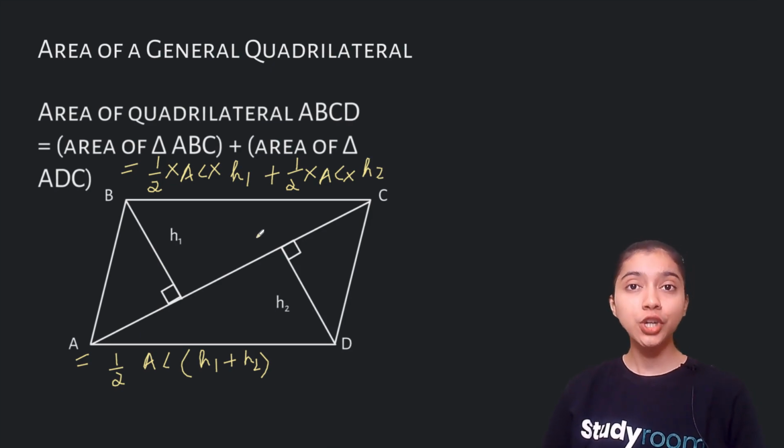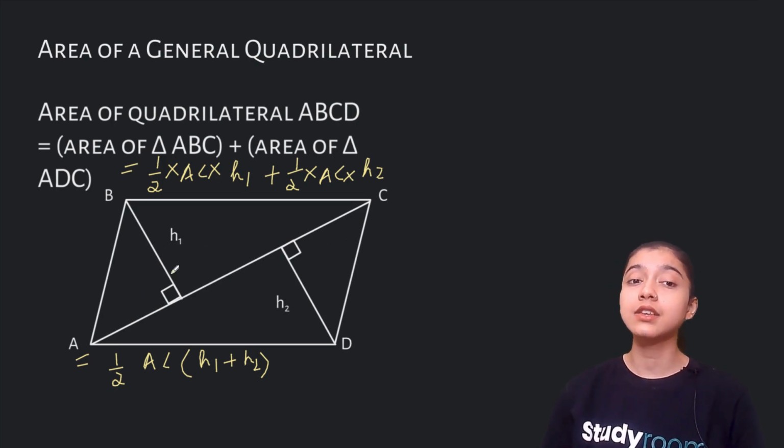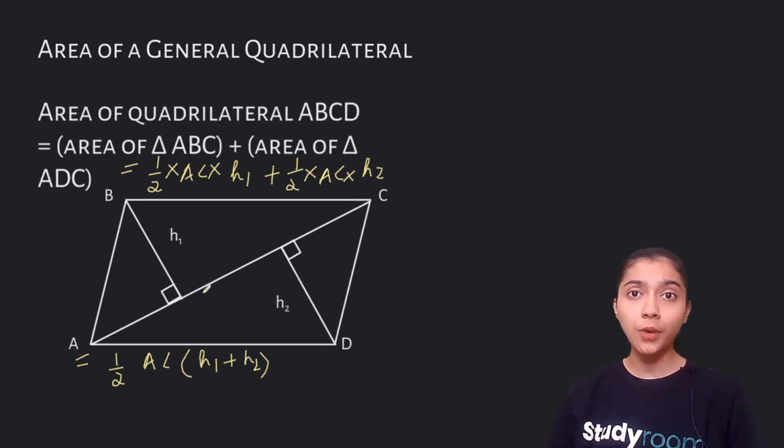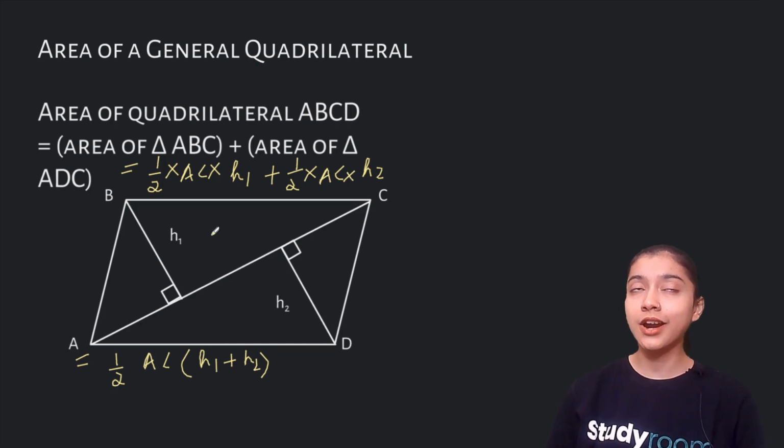So ultimately the area of the quadrilateral can be written as half into common base multiplied with the sum of the heights from the opposite vertices to the common base. So I hope it's clear. Let's try solving a problem based on this in order to clear our concept.